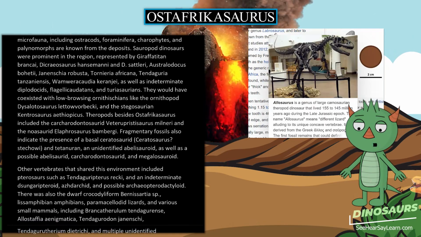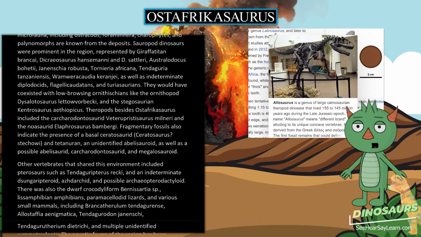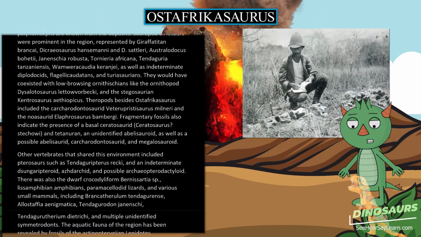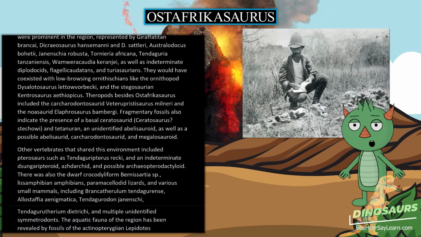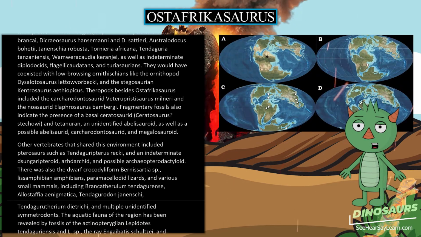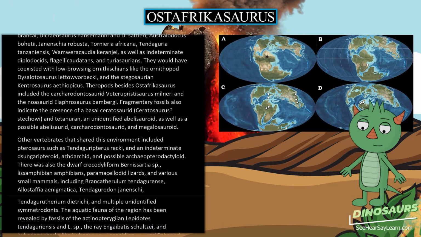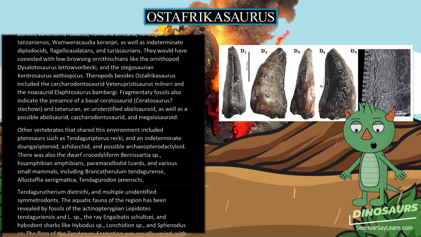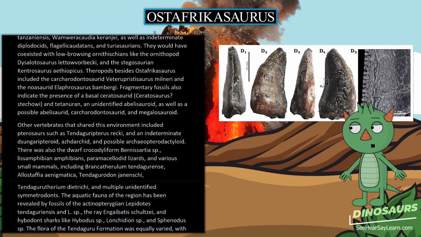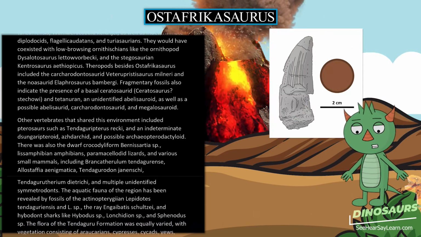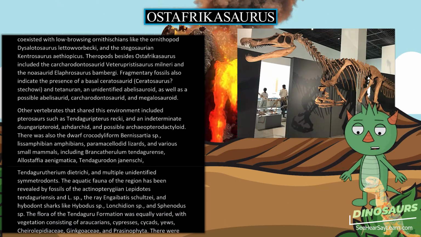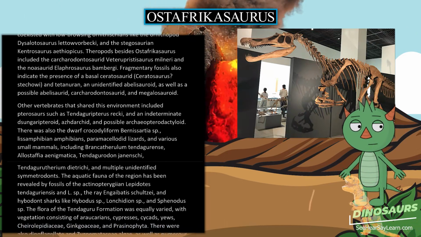Other vertebrates that shared this environment included pterosaurs such as Tendaguripterus recki, and an indeterminate Rhamphorhynchoid, Azhdarchid, and possible Archaeopterodactyloid. There was also the dwarf crocodiliform Bernissartia sp, lissamphibian amphibians, paramacellodid lizards, and various small mammals, including Brancatherulum tendagurense, Allostaffia enigmatica, Tendagurodon janenschi, Tendagurutherium dietrichi, and multiple unidentified symmetrodonts.